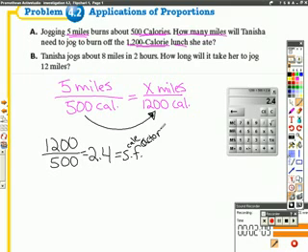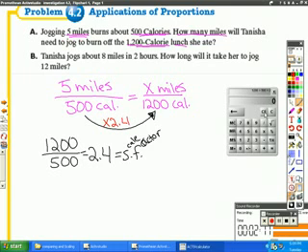So to go from 500 to 1,200, we multiply times 2.4. And we're going to double check that just to make sure. 500 times 2.4 does equal 1,200. So we're all set.